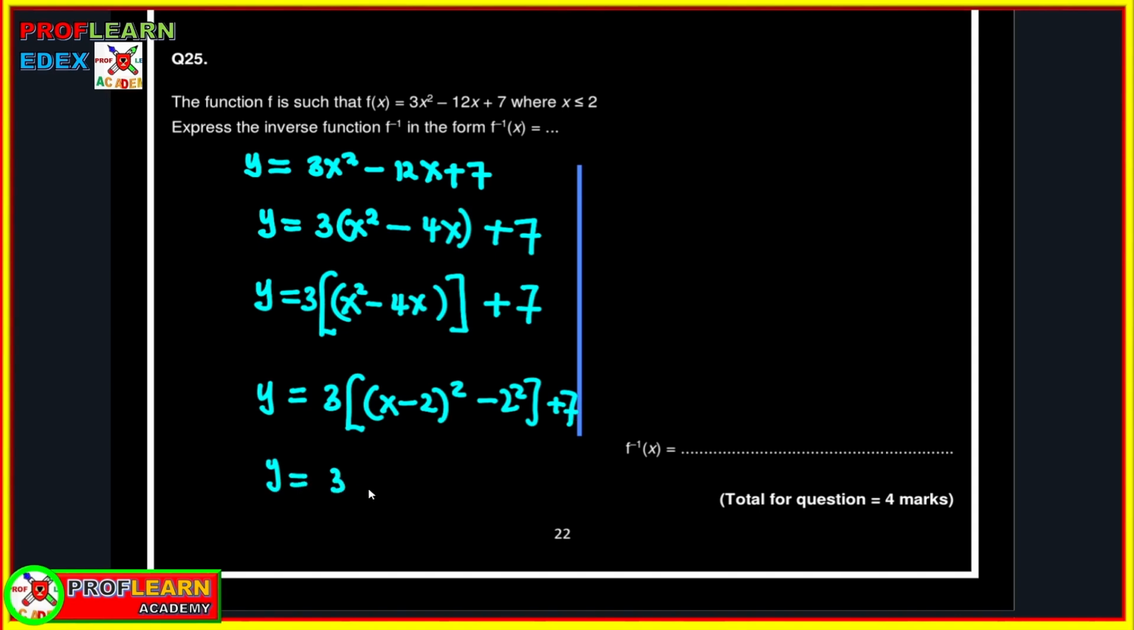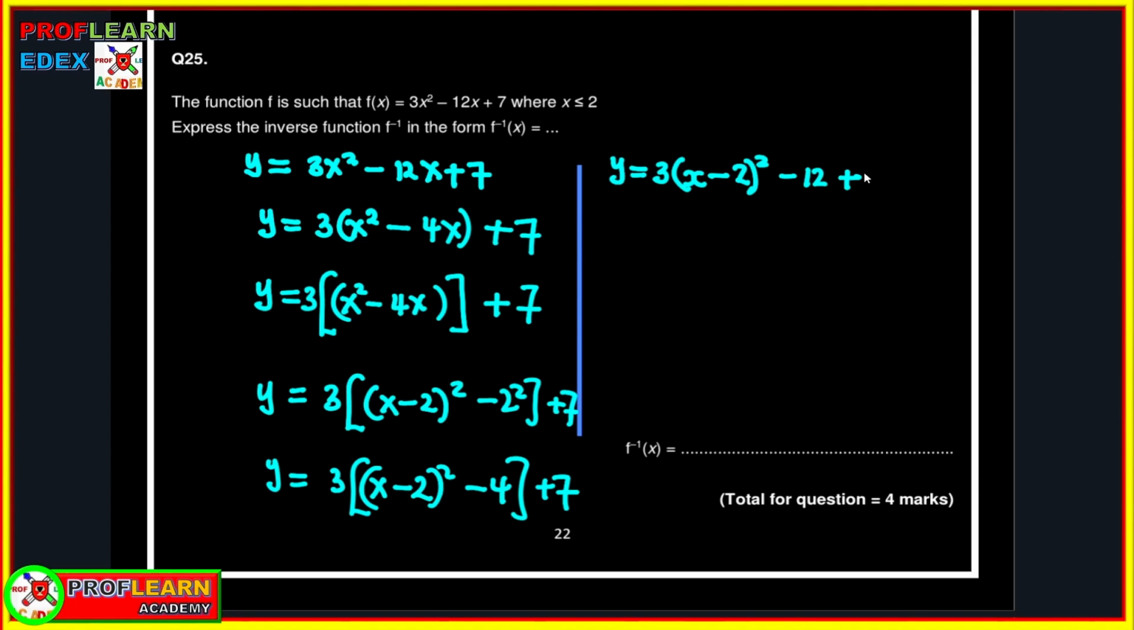Then now we can open the bracket. Remember, 2 squared is actually inside the bracket, so it's going to be multiplied by 3, so we have 4 here, plus 7. If we open this bracket, we're going to have 3 times (x minus 2) squared, then 3 times negative 4, which is negative 12, plus 7, and then we can work it out and simplify to y equals 3 into (x minus 2) squared minus 5.